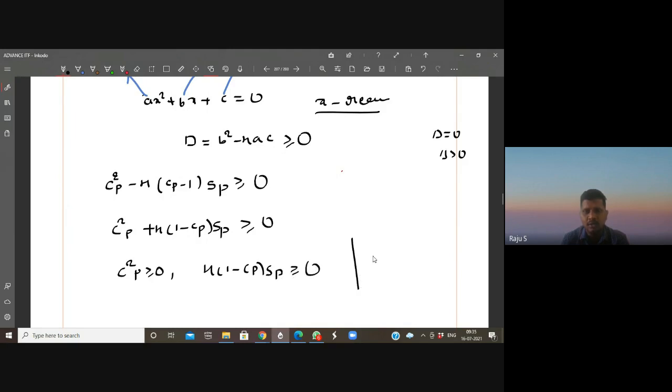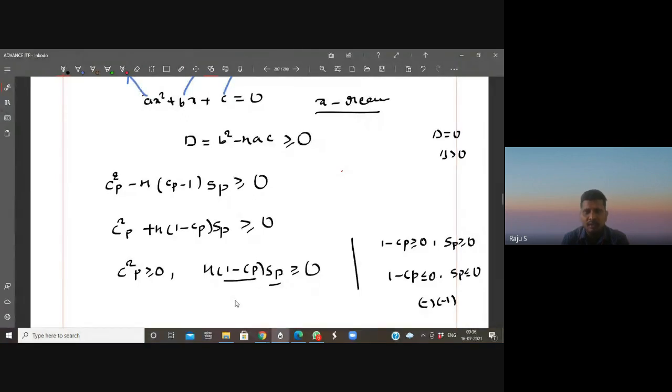Here there are two cases. 1 minus cos p is greater than or equal to 0 and sin p also greater than or equal to 0. Or 1 minus cos p is lesser than or equal to 0 and sin p also lesser than or equal to 0. Am I right? When negative into negative, it will be positive. Overall, we need positive. Either both will be positive or both will be negative. For what value of p will it be greater than 0? That is important.